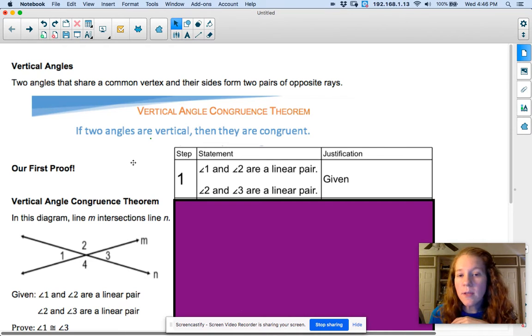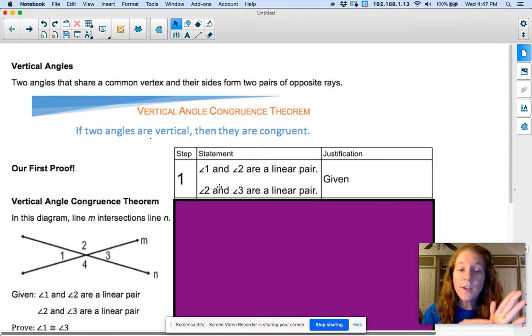Normally we try to keep just one statement per step. In this case, we've got 2 separate statements, and that's because they have the exact same justification. Sometimes you'll want to still keep those separate. It kind of just depends on the complexity of the proof. Okay, so where do we go from here?